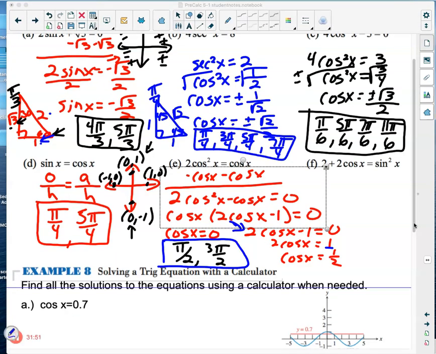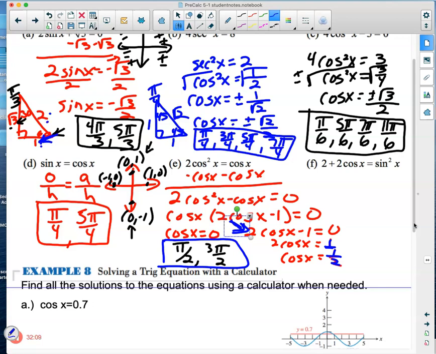Now for my other 0, my 2 cosine of x minus 1, we would add 1 to both sides, and then we would divide by 2 and get 1/2. And 1/2 we should recognize from our 30, 60, 90 triangle. So I come over here to the triangle and I see adjacent over hypotenuse. That would have to be a 60-degree angle, which is pi over 3.